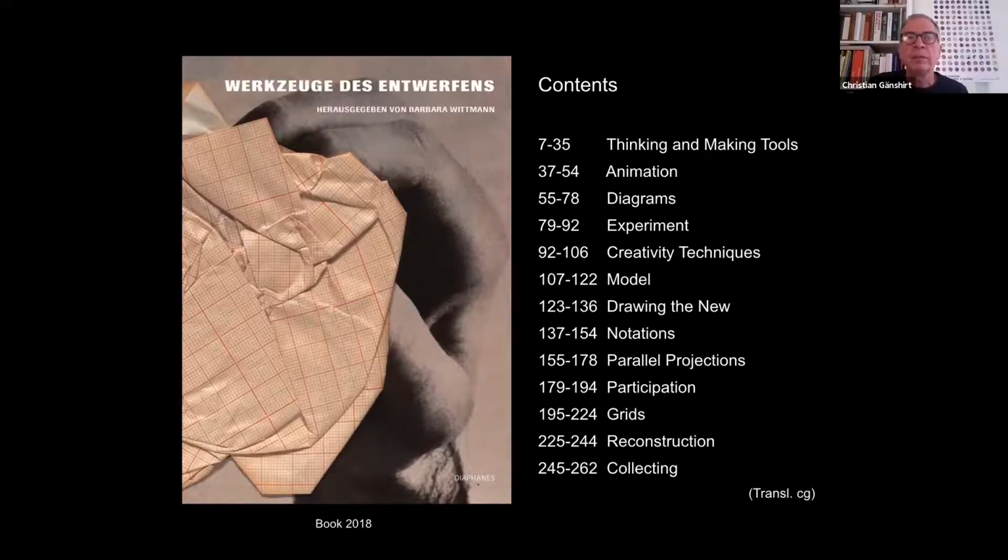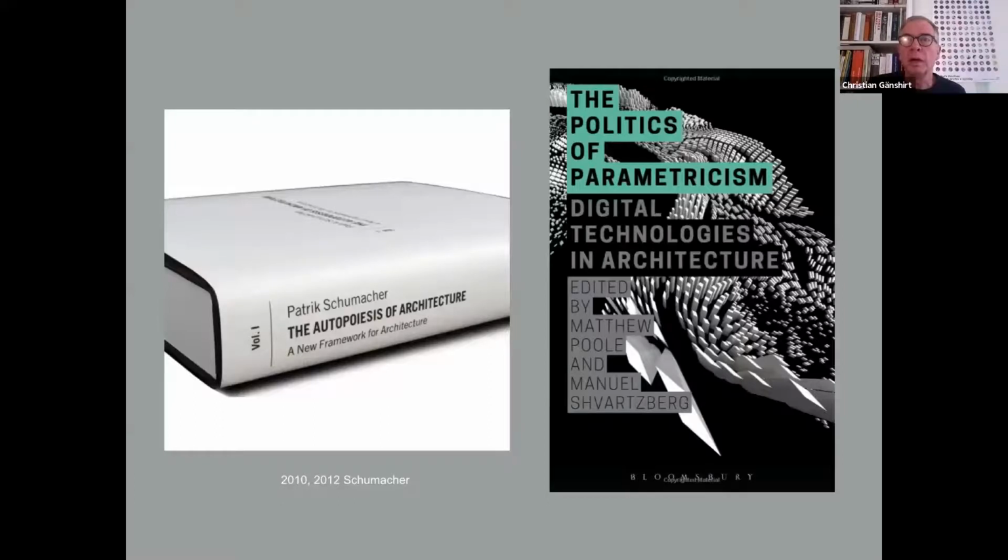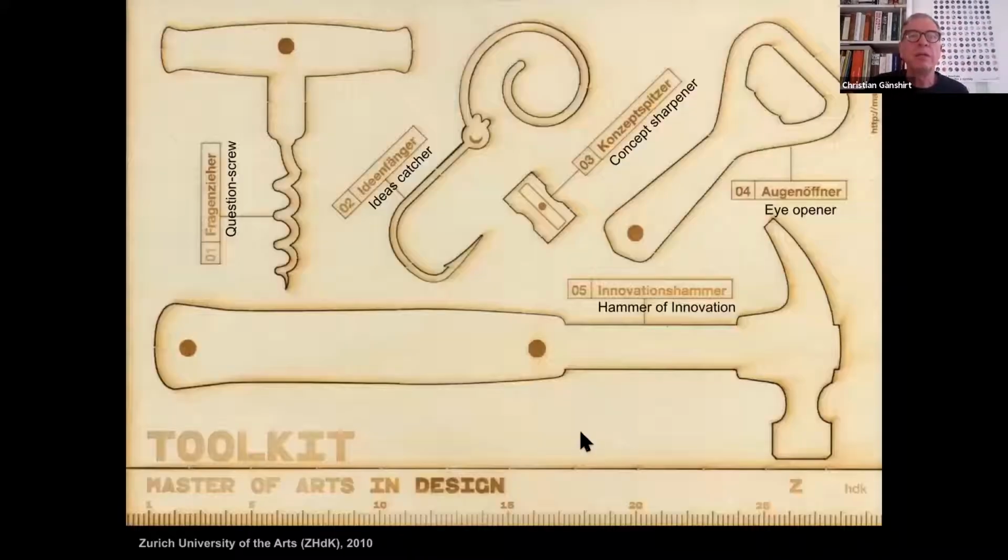I was also quite impressed by the research of Patrick Schumacher because it's the first architecture theory that has an emphasis on design process. He talks on many pages of his book about design process. And I must say I was quite pleased by this response from the Zurich University of the Arts. They produced a toolkit for their students. This is a little bit joking, but it's also a little bit serious, a little bit interesting.